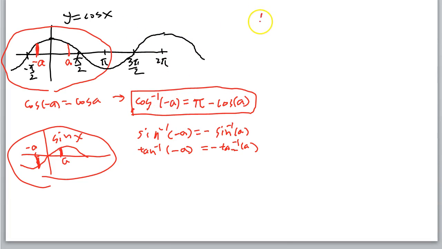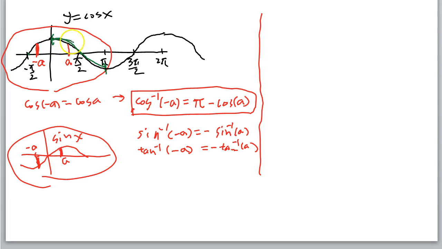Okay. Now let me show you how to evaluate the cosine inverse function. If you look at the cosine function, if you just take the portion from negative pi over 2 to pi over 2, it's going to fail the horizontal line test. So to define the cosine inverse, taking the interval from negative pi over 2 to pi over 2 is not very good. To have the inverse function, you have to restrict the cosine x to the domain 0 to pi.